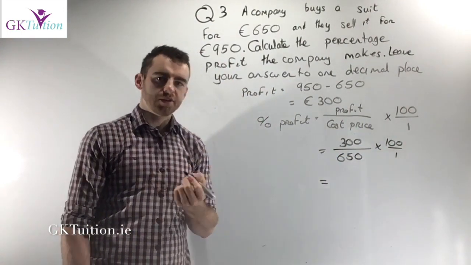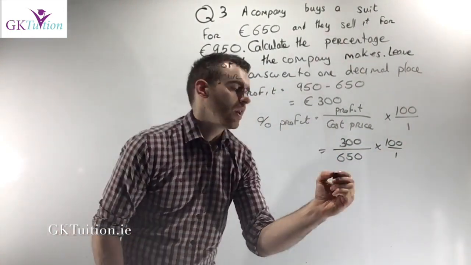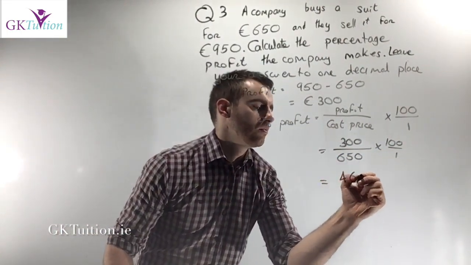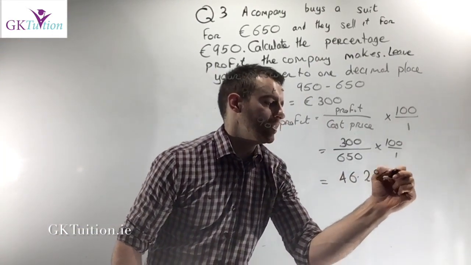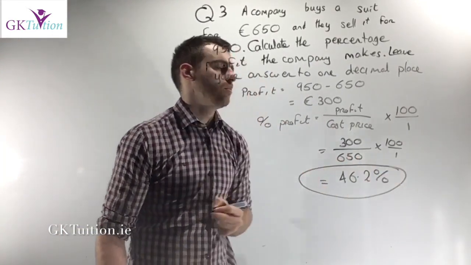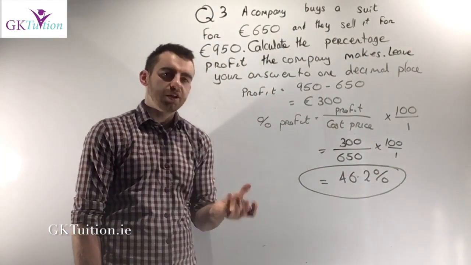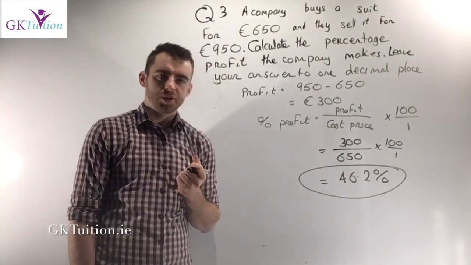And I was asked to leave my answer to one decimal place. So if you plug that into your calculator, your final answer for this question is 46.2%. The percentage profit that the company makes on each suit is 46.2%.